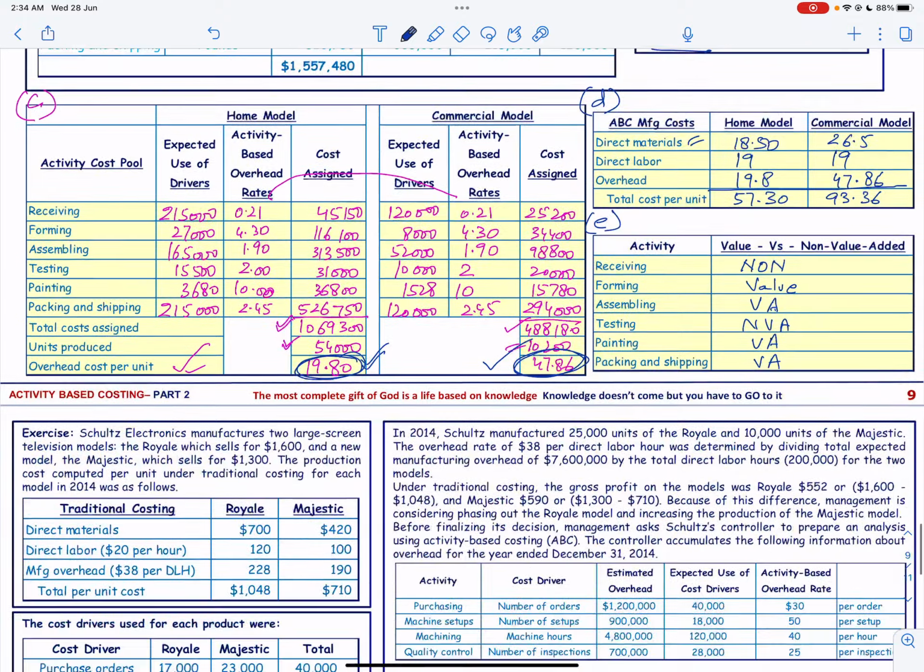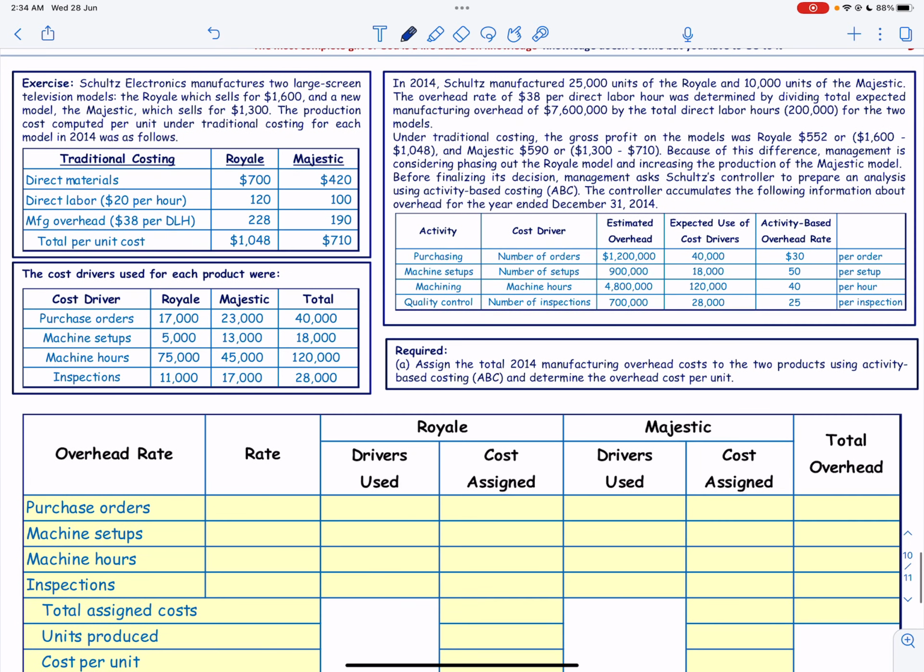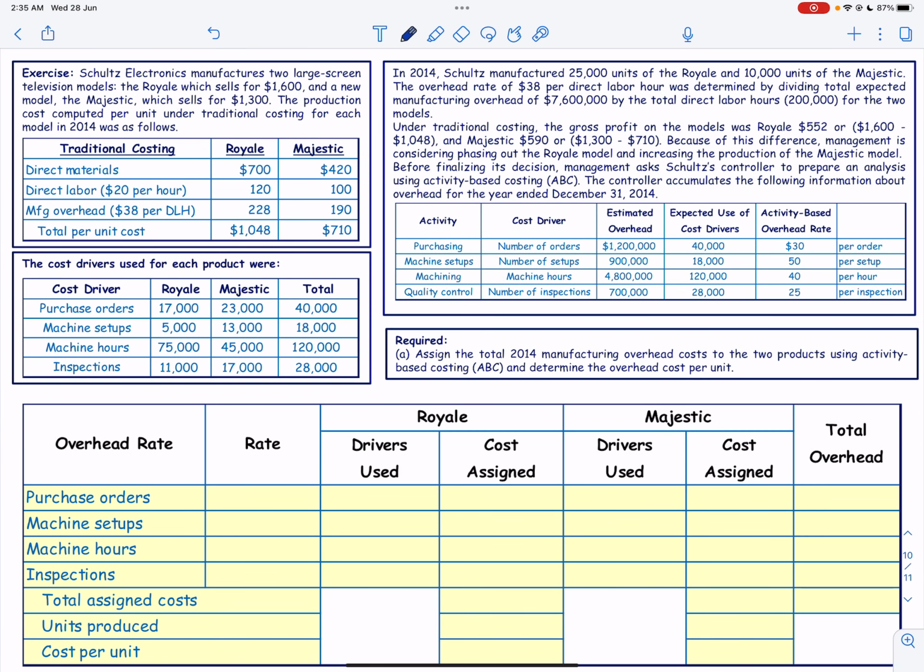Next, let us solve another exercise. Here we have Schultz Electronics, which manufactures two large screen television models, the Royal, which sells for 1600, and a new model Majestic, which sells for 1300. The production cost computed per unit under traditional costing for each model is given over here. We have it for the Royal and the Majestic. Then in 2014, Schultz manufactured 25,000 units of the Royal and 10,000 units of Majestic.